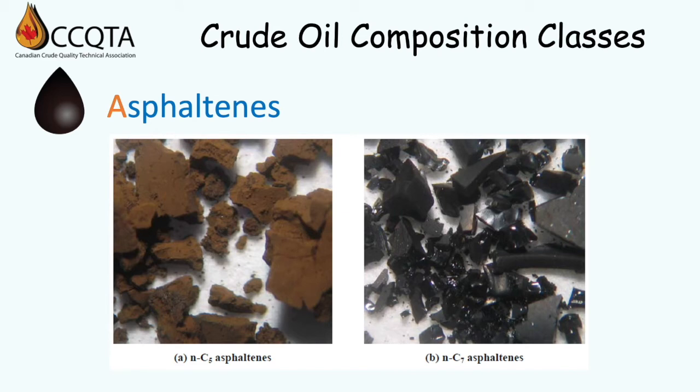Previously, I spoke about the ability of pentane and heptane to precipitate asphaltenes. These images also illustrate the difference in type of asphaltenes that are precipitated based on the type of solvent used. The left-hand image shows asphaltenes that are precipitated using C5 and the right-hand image with C7. The C5 asphaltenes are more brownish in color and have a crumbly texture, while the C7 asphaltenes are black and shiny and have a more brittle texture. Since crude oils typically contain a continuum of carbon numbers, both C5 and C7 are likely present, so both types of asphaltenes may be precipitated when blending crudes together.